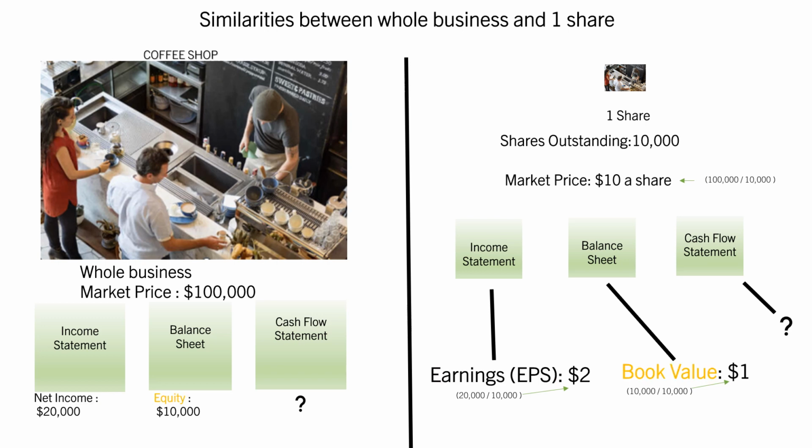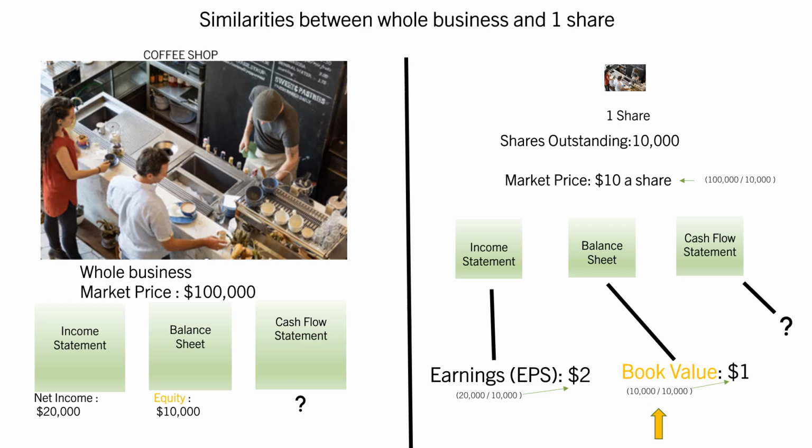Then for the balance sheet, we saw on the left for the whole business, it was $10,000 for the equity. And when you go to a per share basis on the right, that is not called equity anymore. It's called book value. We take $10,000 and divide it by 10,000 shares outstanding, which gives $1 of book value. So you know now that when a person says book value is $1, they are talking per share as opposed to the entire business.